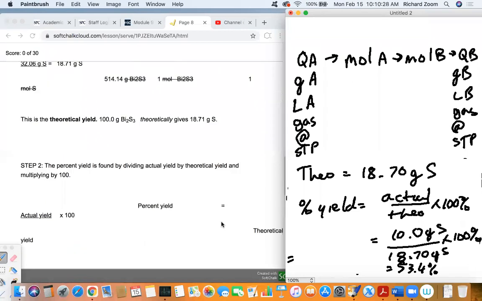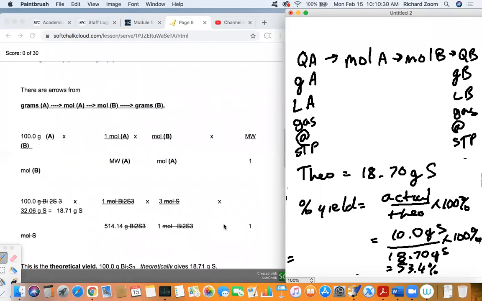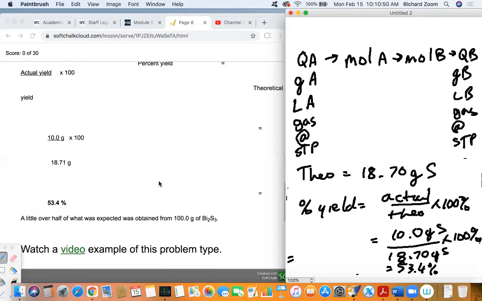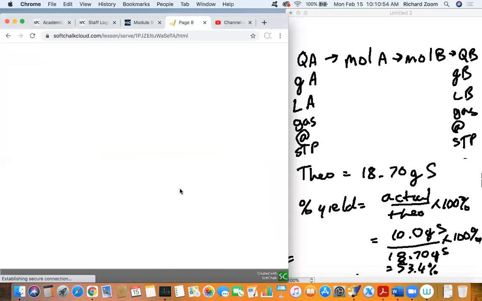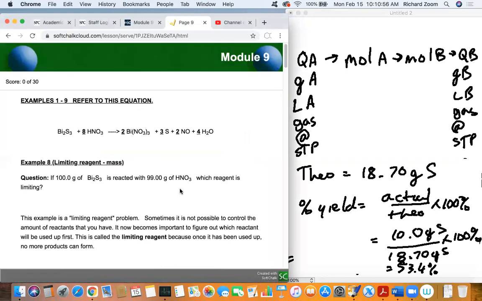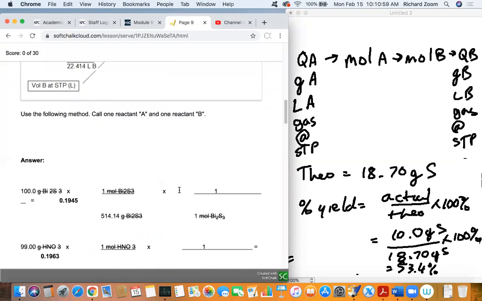Does anybody have any questions about this process? Anybody have any questions? Can we do like another problem? I'm just trying to process it right now. Yeah, okay. That's the thing. I think there's another one on the next page here. It's not on this one.